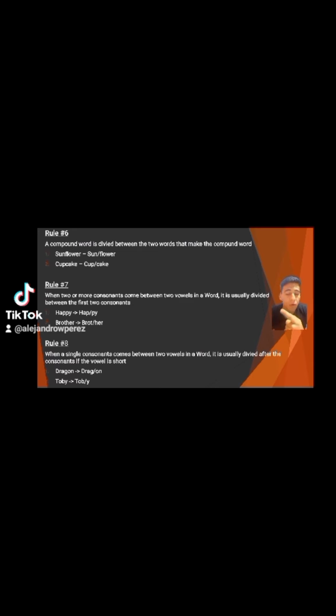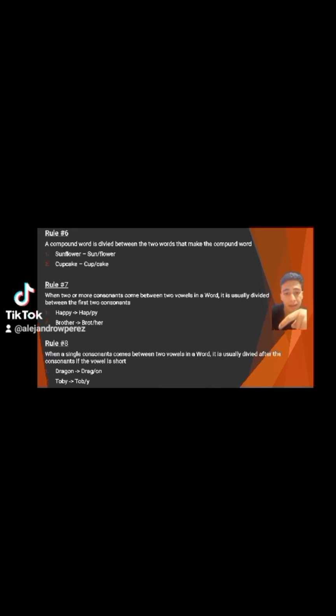And rule number 7. When 2 or more consonants come between 2 vowels in a word, it is usually divided between the first 2 consonants. For this example, we have the word happy. We divide between the first 2 consonants, the P and P. Second example, brother. We divide the 2 consonants, T and H, and we have brother.